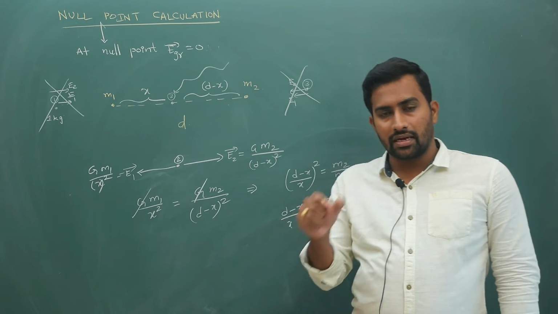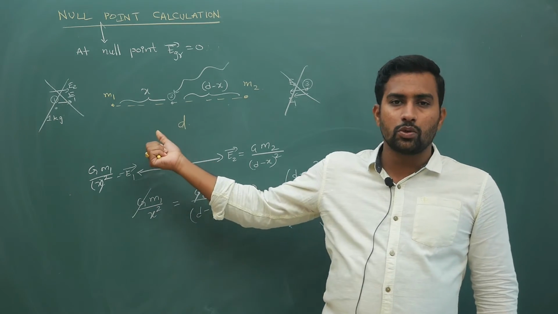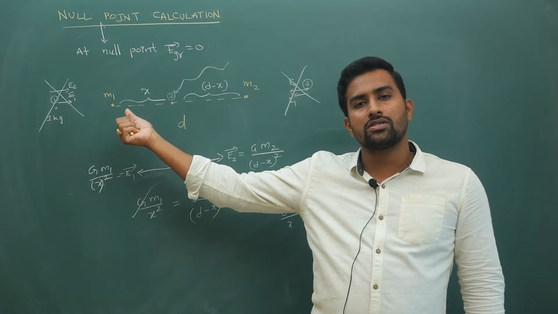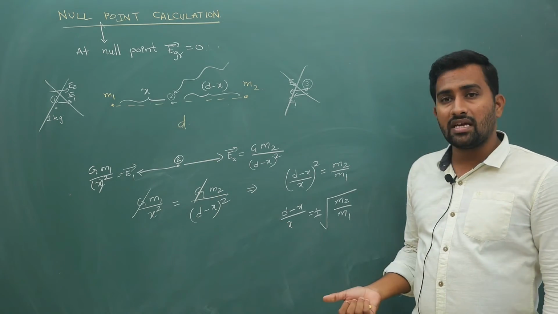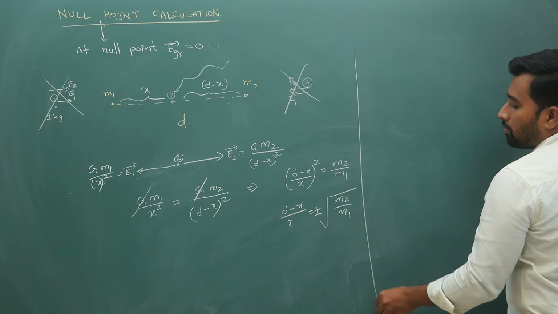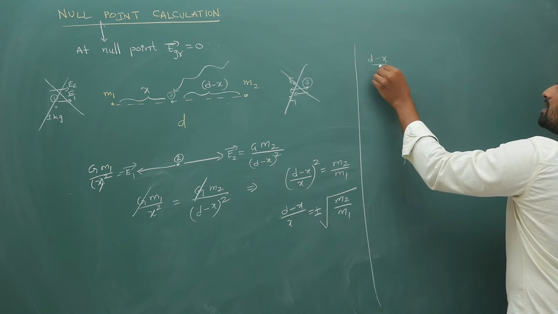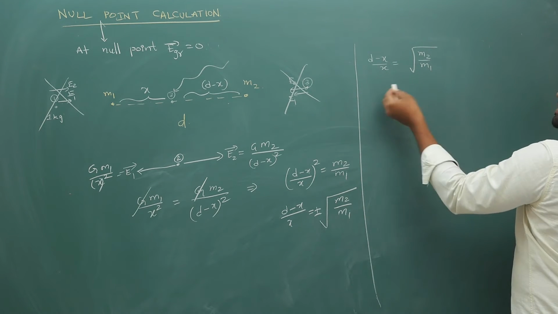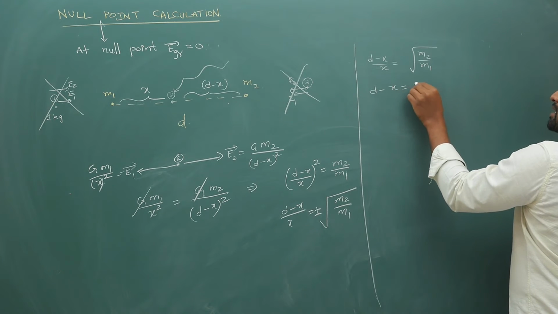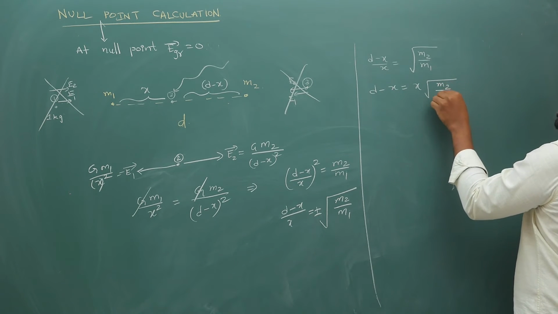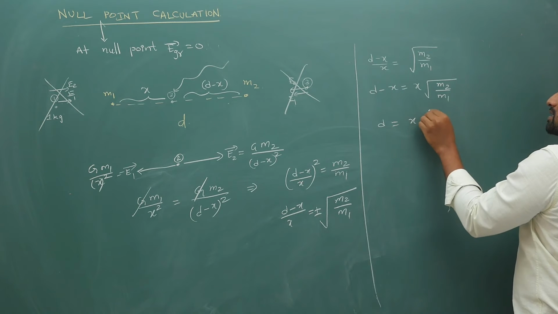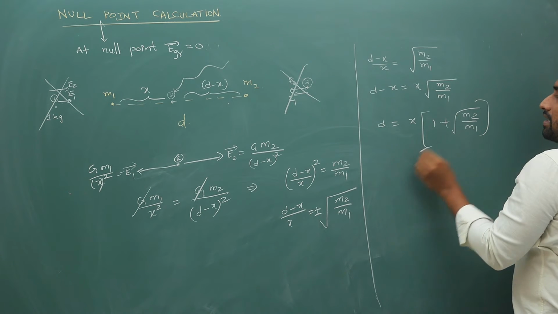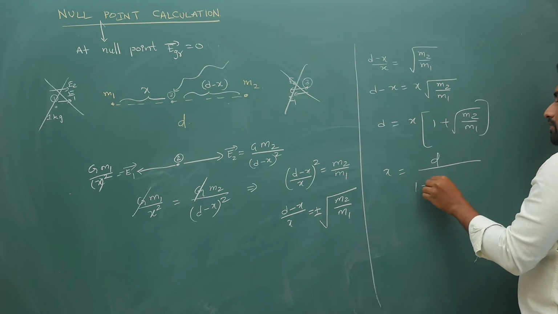Why are we not taking the negative root? Because we have already fixed the position. Once we fix the position, obviously we are considering only magnitude. Magnitude is a positive quantity for a vector, so you should not take the negative root. You have to consider only the positive root. So d minus x by x is equal to under root m2 by m1. Cross multiplying, d minus x is equal to x times under root m2 by m1. So d is x times 1 plus under root m2 by m1, where x is d by 1 plus under root m2 by m1.